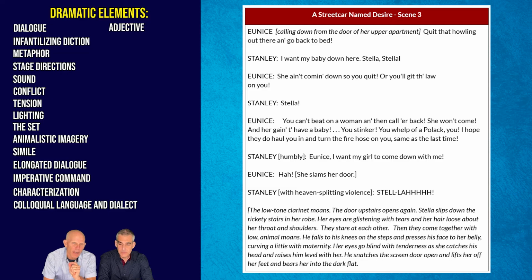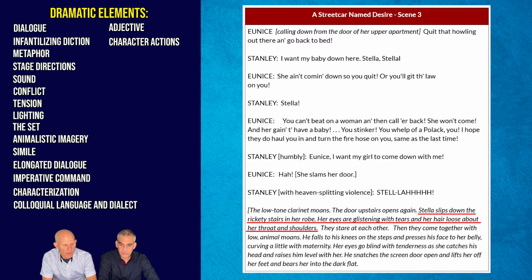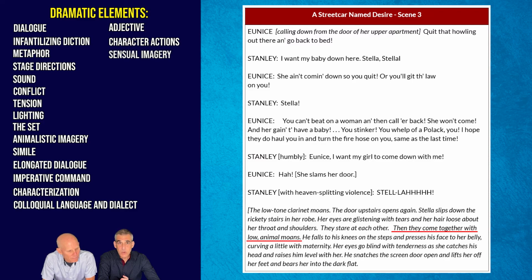And the next stage directions note, Stella does not speak. She speaks through her actions, and what she does is very important. We notice that she slips down the rickety staircase in her robe. So this is her act of forgiving Stanley for what he has done. And then they come together with low animal moans. I think this is the second time the word moans is being used here. This is very sexually charged stage directions here.